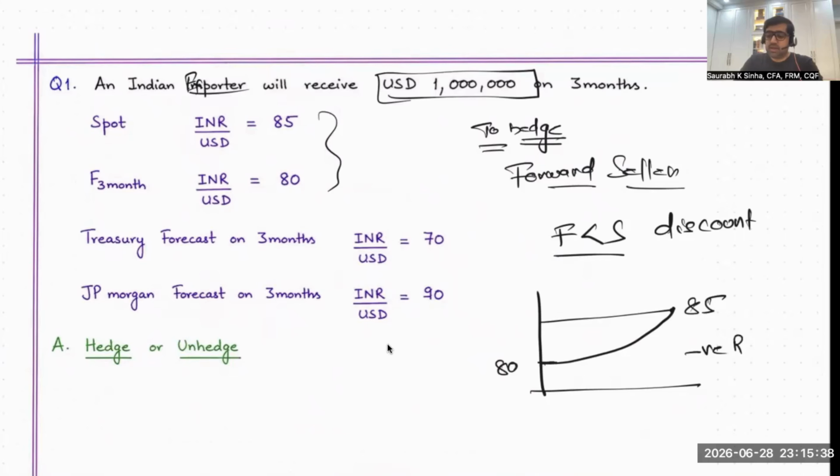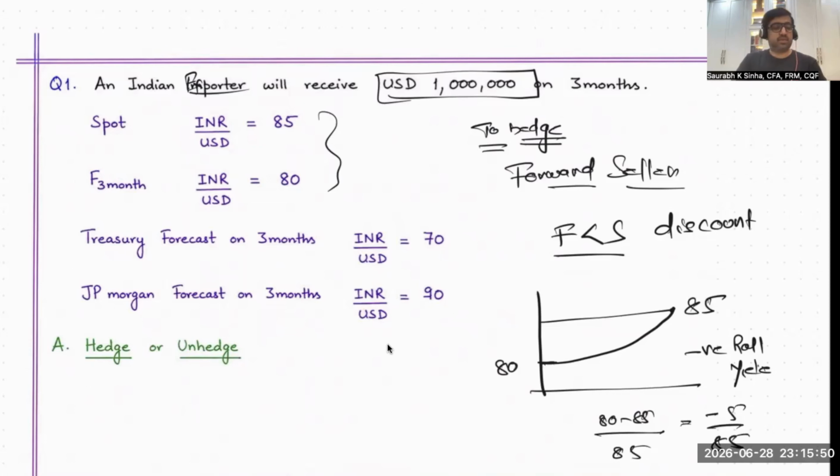Fix the negative roll yield. And the negative roll yield value would be 80 minus 85 upon 85. So minus 5 upon 85, you also do the calculation. A negative 5.88% cost. This is your hedging cost.